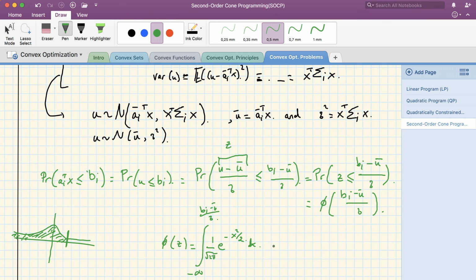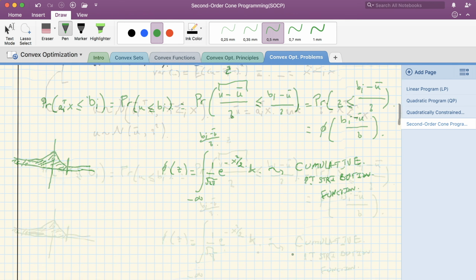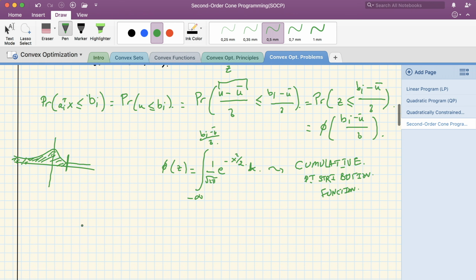Now this is also referred to as the cumulative distribution function, because we're integrating a PDF, so we're going back to the CDF. So the probability that a_i transpose x is less than b_i is written as phi of (b_i minus u bar) over sigma, and this should be greater than eta.